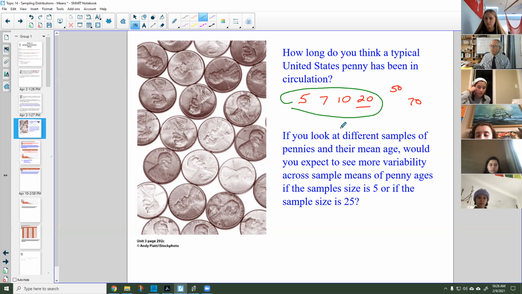Isabella. Okay, I know I got this wrong last time, but I'm gonna say in the sample size of 5. Why? Because if it were 25, then it's more likely that they'll be more similar. But since there's only 5, it's more likely that it'll be spread out. I don't know how to explain it, but I see it in my head.